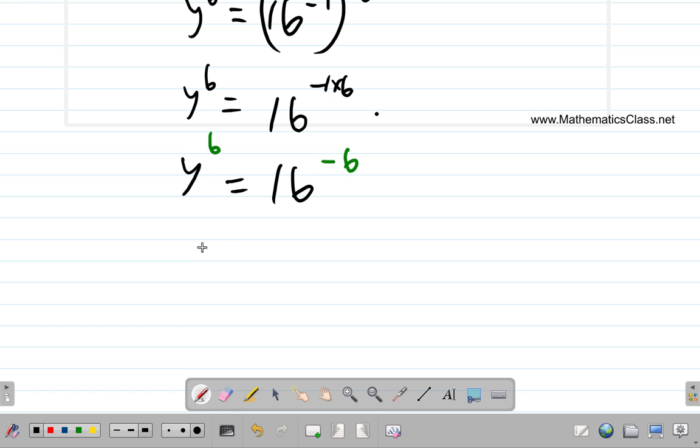So y raised to the power of 6 is equal to, so you look at 16 raised to the power of negative 6. It is 1 divided by 16 raised to the power of 6. You could work it out and get the numbers in your calculator, but 16 to the 6 would be a very large number, and then 1 divided by that would be a very small number. But this actually shows the answer.